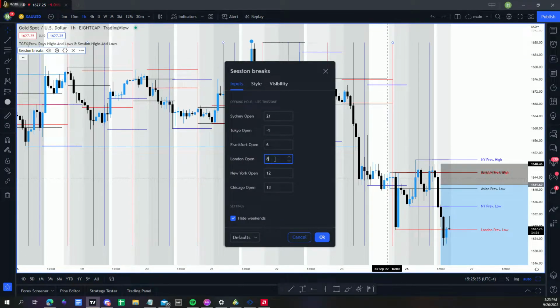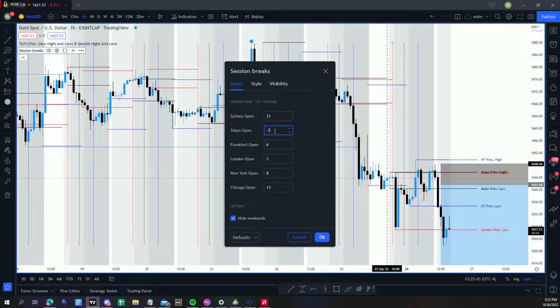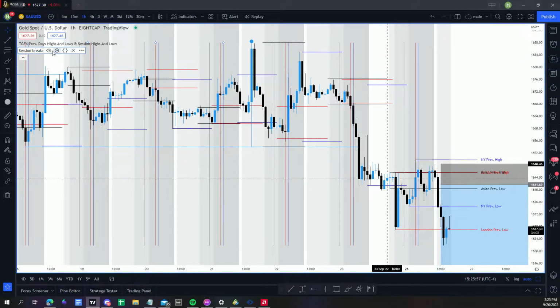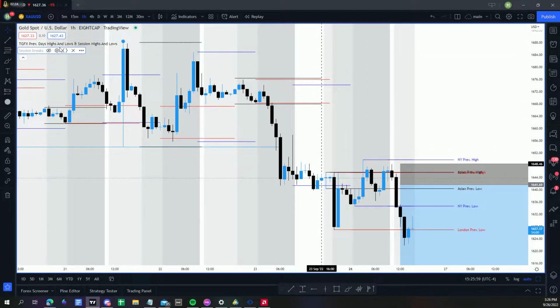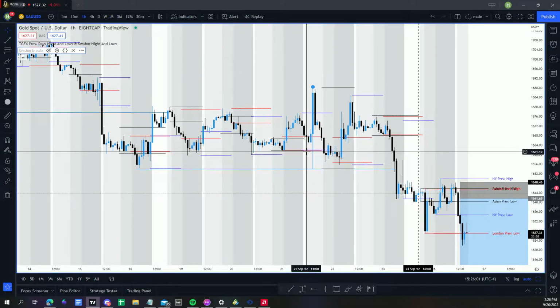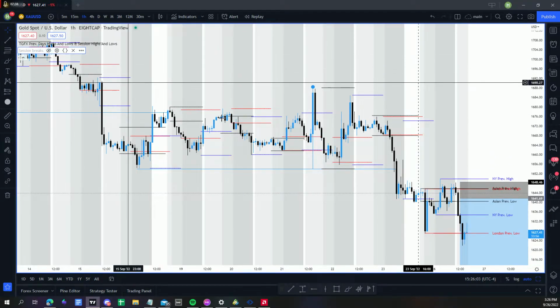This here should be, or not London. If this is Eastern, this should be 8 a.m. I believe London opens at 3, Tokyo at 7 p.m. I definitely just messed these all up, but regardless, because this is UTC, I'm thinking Eastern time. So you can customize these however you want, and this is what I was using for the longest time. And then I switched over to this one here, which I kind of go back and forth now between them. But that is besides the point.